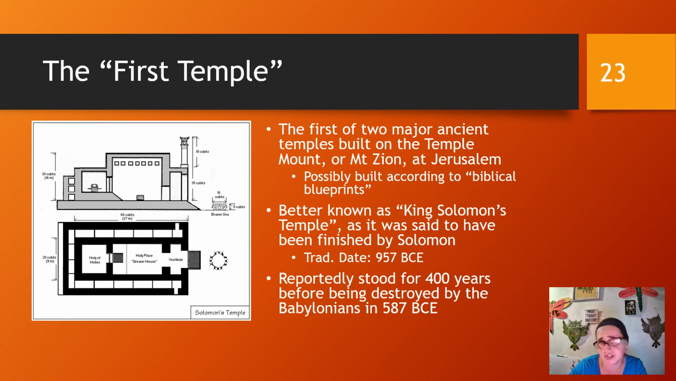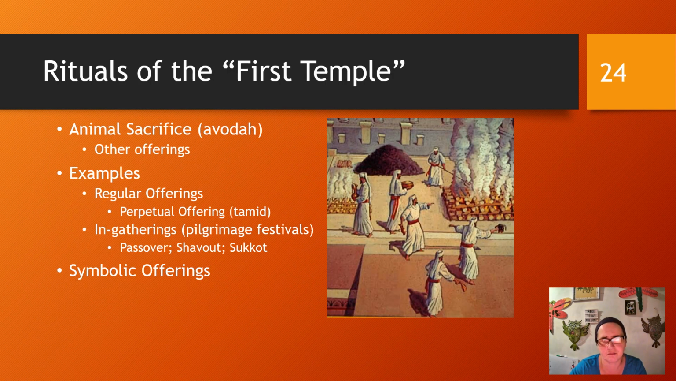So this is the first temple, also sometimes referred to as King Solomon's temple. So the rituals of the first temple were focused largely on sacrifice, particularly animal sacrifice, blood sacrifice, involving the blood, the fat, and the meat, particularly the burning of the blood and the fat and the meat, and the rising up of the smoke to God.